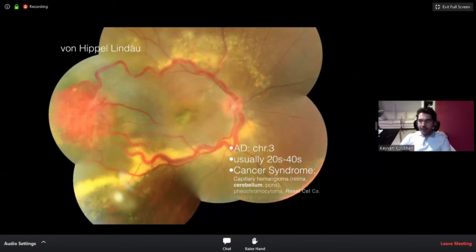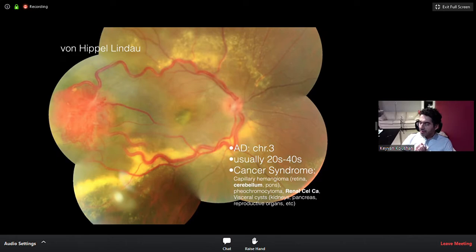It is an autosomal dominant syndrome. Most of these are autosomal dominant. If you're in the test and you're stuck with something and have to choose something, just choose autosomal dominant. The chances are you're going to be right. It usually shows itself in someone in their 20s, a younger adult. It's a cancer syndrome, so you just have to remember that. It comes with other things. Obviously you have this thing in your retina, a capillary hemangioma, as was said.